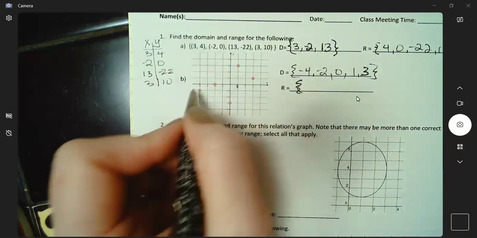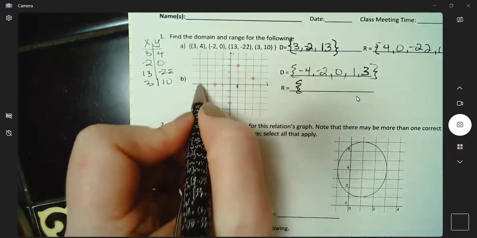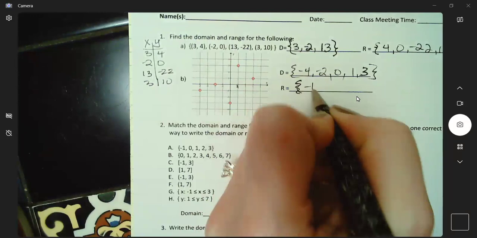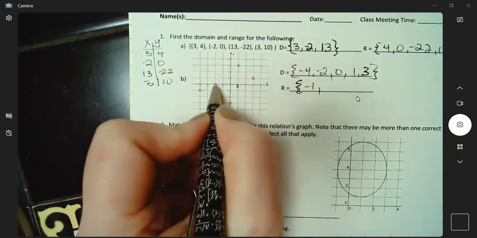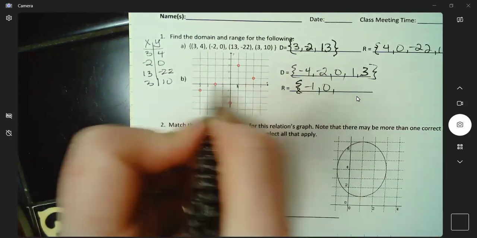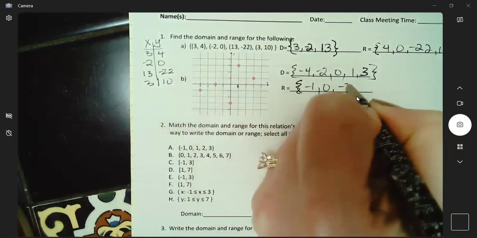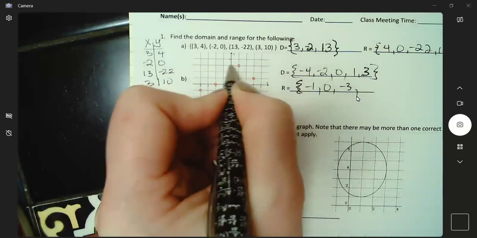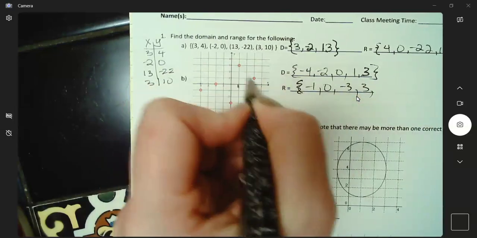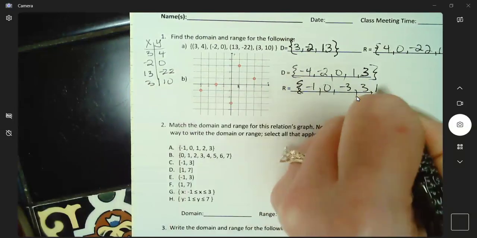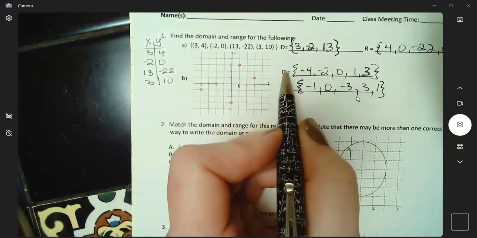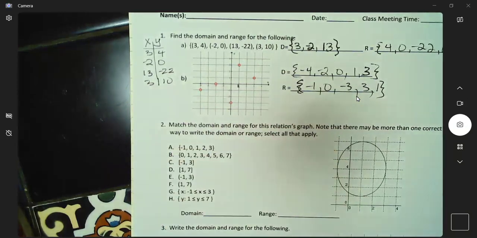So I'll go through the same order again. This one has a Y value of -1 and so on. This one, because it's on the X axis, has a Y value of 0. This one has a Y value of -3. The next one has a Y value of +3. And the last one has a Y value of +1. So domain are the X values, range is the Y values.